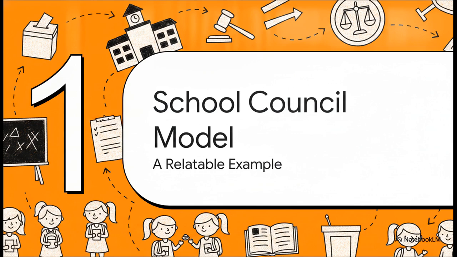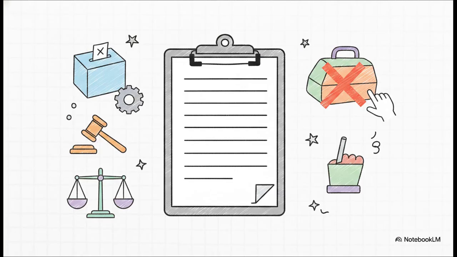Section 1. A school council model. Let's start with something you're already super familiar with to make sense of these big political theories. Check out this created school council model. It shows exactly how a hypothetical student government needs serious structure to actually be fair.